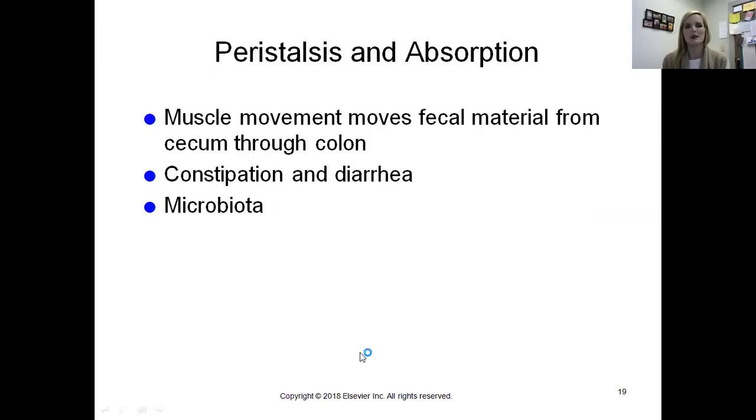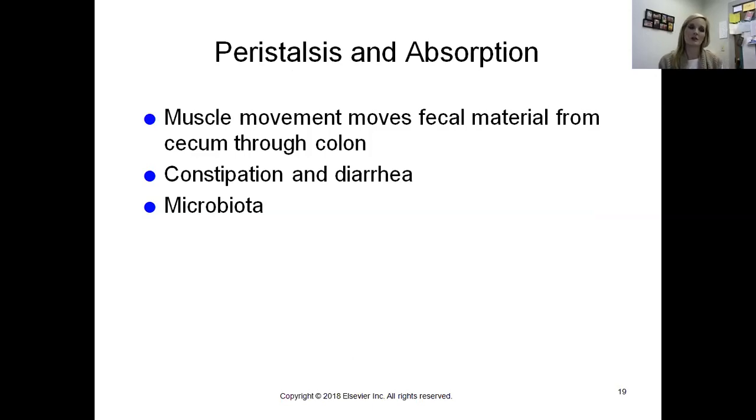Okay, there we go. So again, we're still continuing to see the process of peristalsis. Muscle movement will move fecal material from the cecum all the way through the colon. Especially since we know it's going up, over, and down, we're really going to be dependent on that peristalsis to help push that forward.